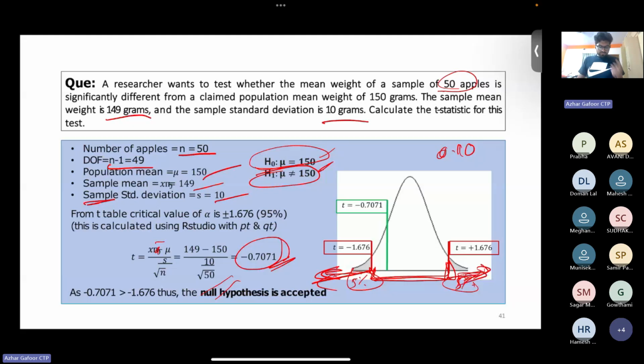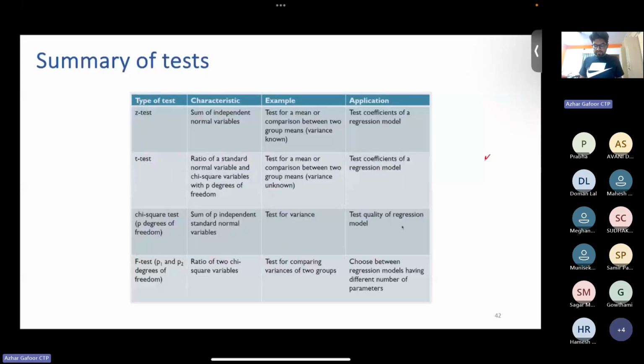Now we have a summary of the tests that can be used. So you can just read the characteristics and example applications. Mostly these two tests are enough. These tests are also popular in statistics.